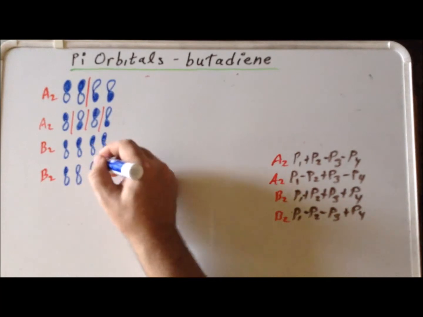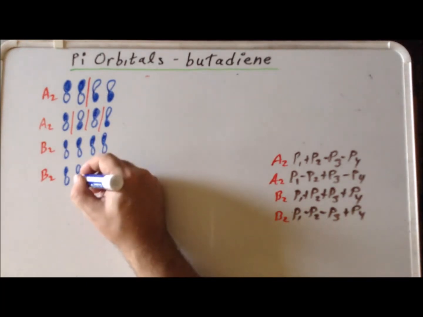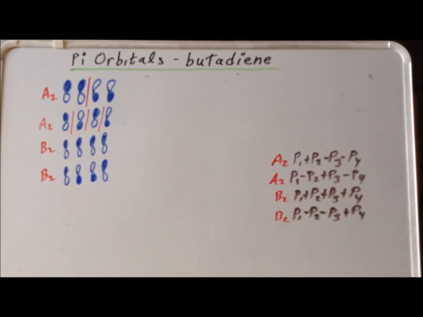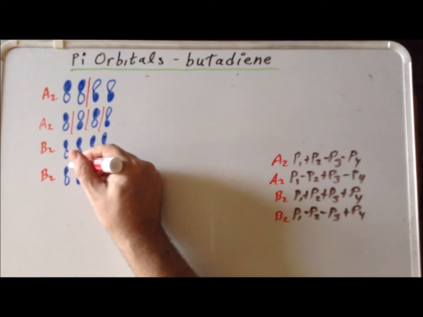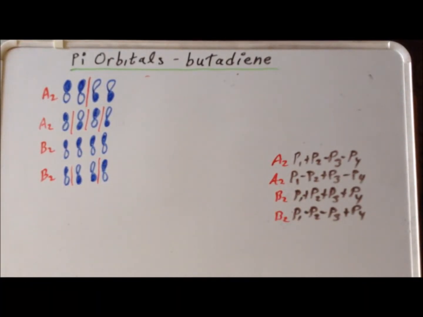Since they have positive coefficient, we'll put the positive phase on top. 2 and 3 have negative coefficients, so we'll put the positive phase on the bottom. So here we notice that we have 2 locations where we go from positive to negative phase, so therefore we must have gone through 0. So we have a node there and a node here.